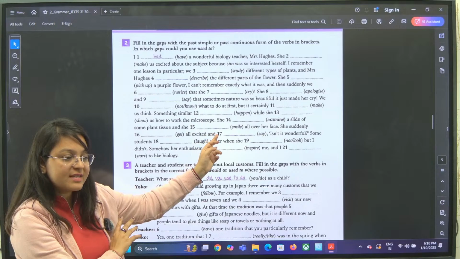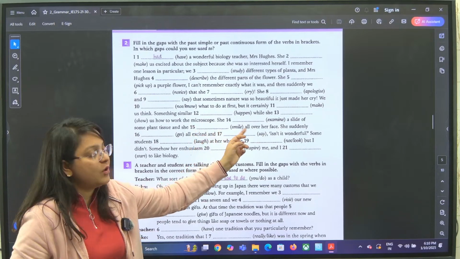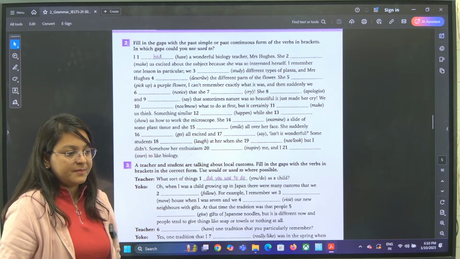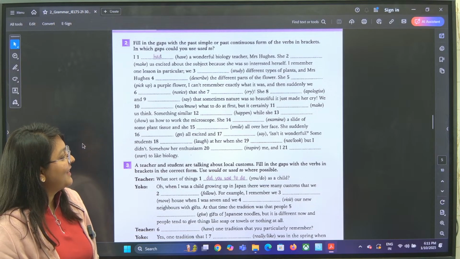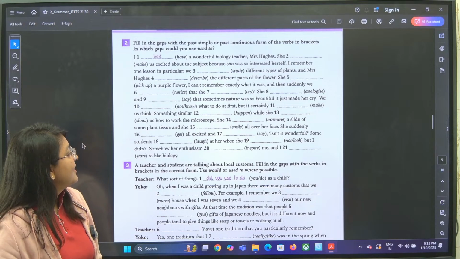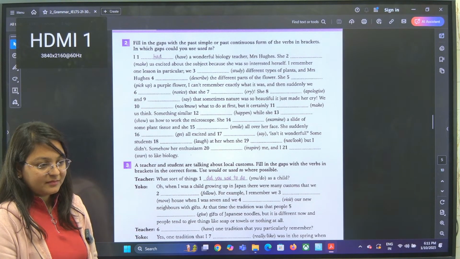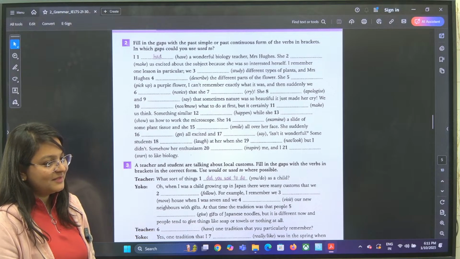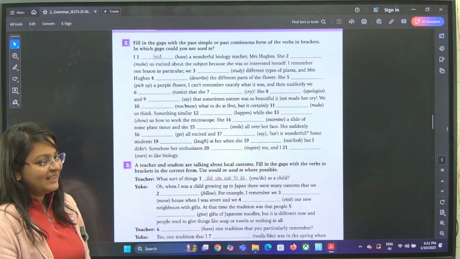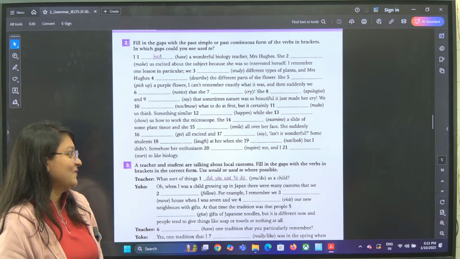So she was smiling. Nahi. She smiled all over her face. And I thought that something similar was happening while she shown us how to work the mice. Shown, अभी हमने वो कहा क्या? Showed, right? Showed us how to work. I thought both are happening at the same time. So it would be the background scene while she. No.